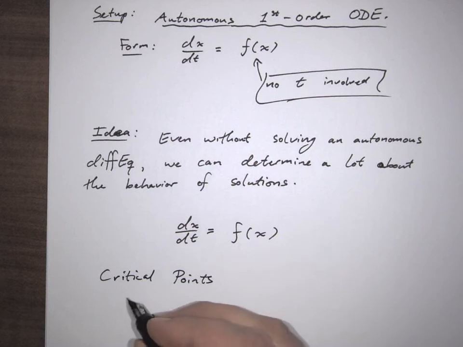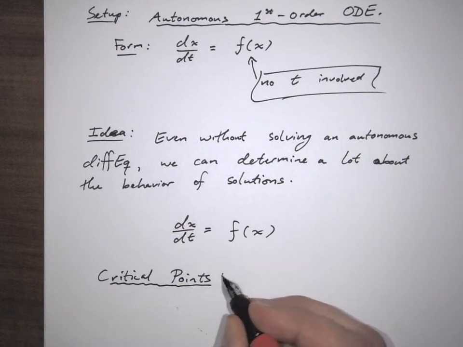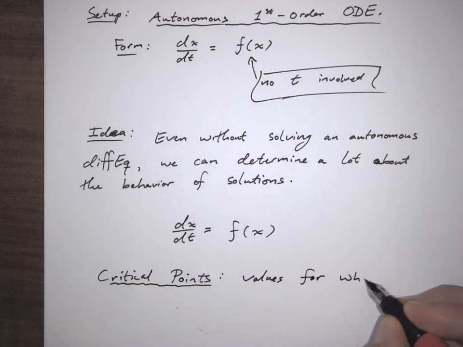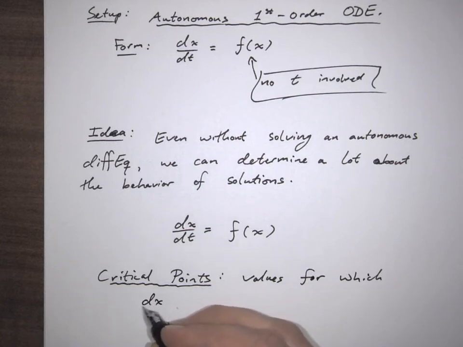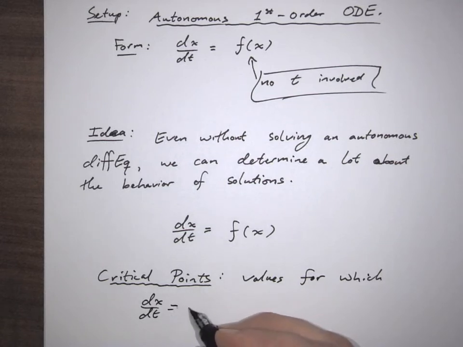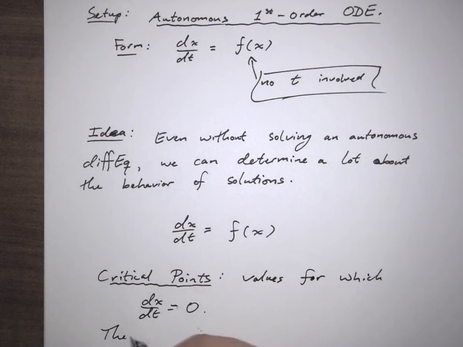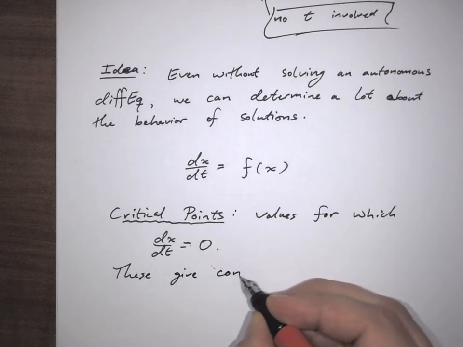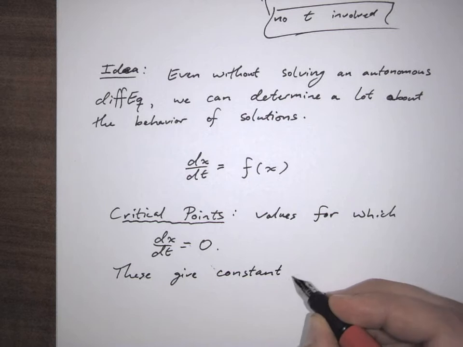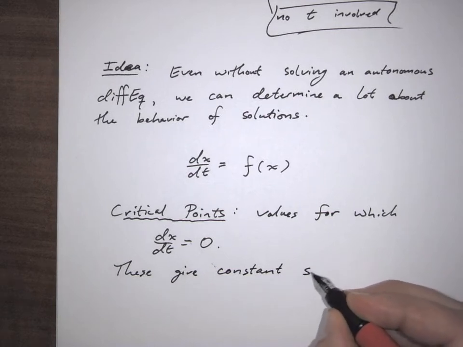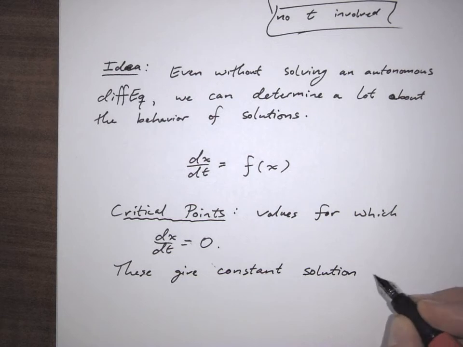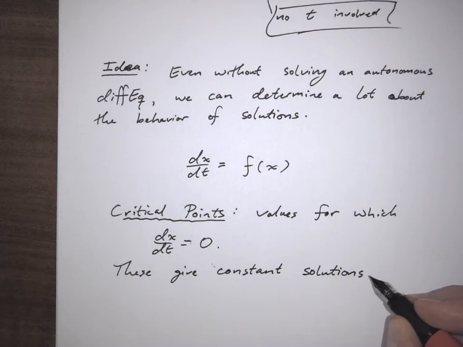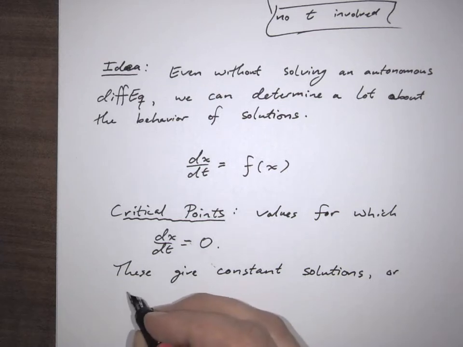So critical points, these are our values for which dx/dt equals 0. These give constant solutions. So these give constant solutions or equilibrium solutions.